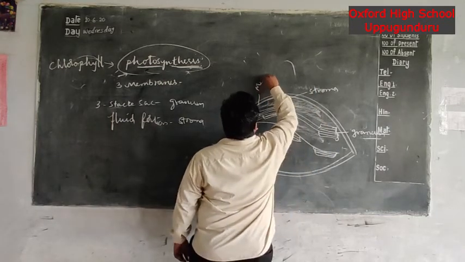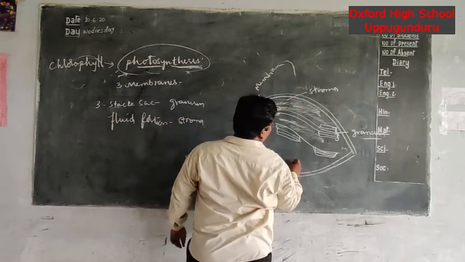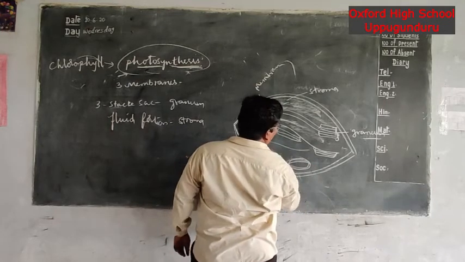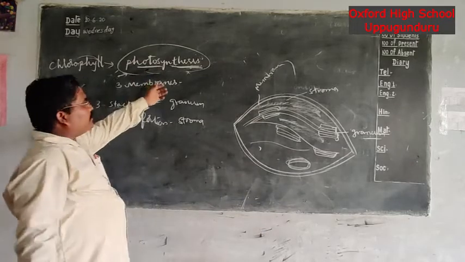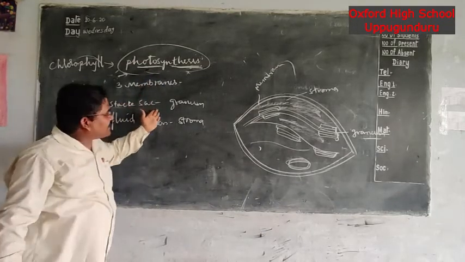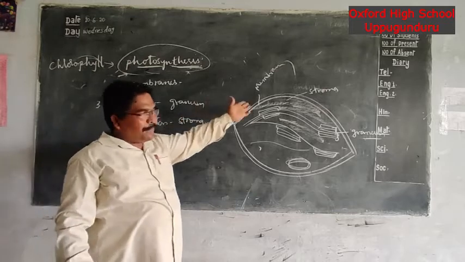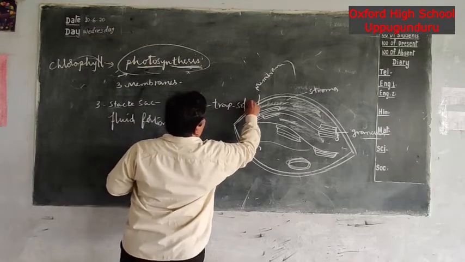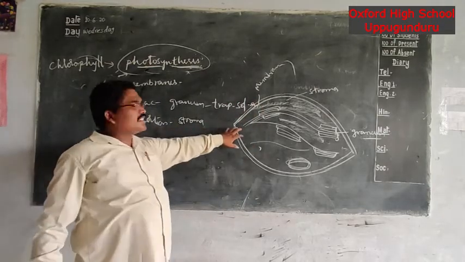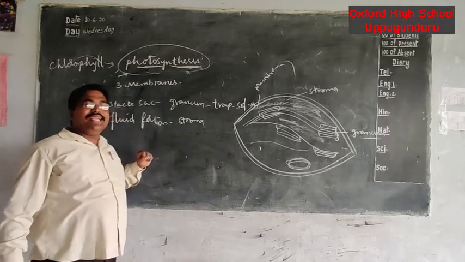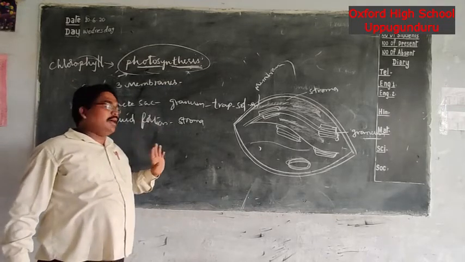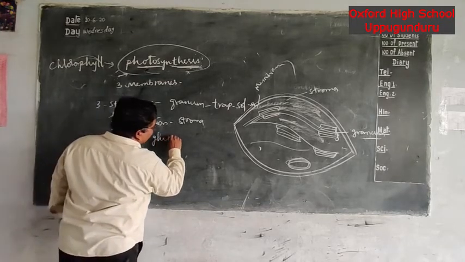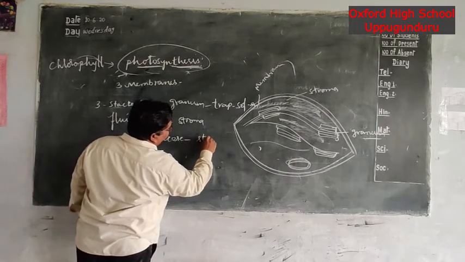These are membranes. The third membrane forms stacked sac-like structures called granum. It is believed to be trapping of solar energy. The fluid filled portion is called stroma. It is believed to be all enzymatic reactions which lead to the formation of glucose, which in turn converts into starch.